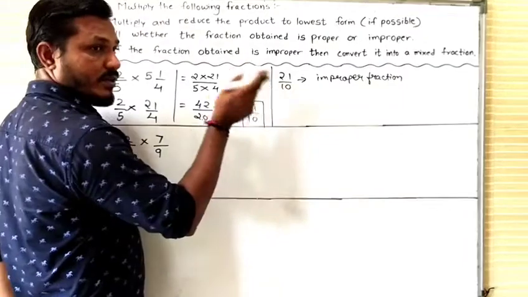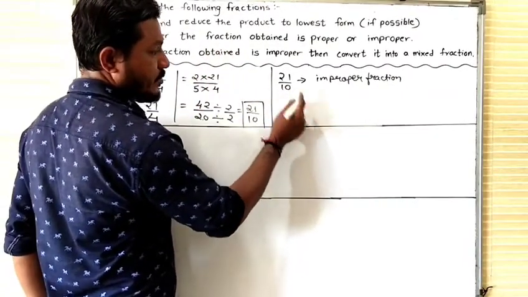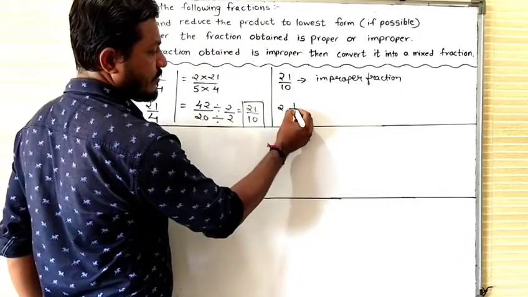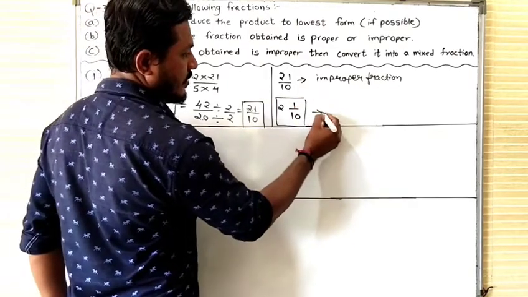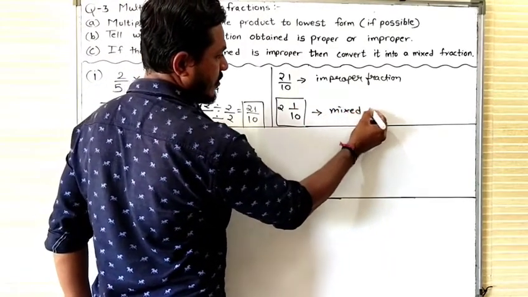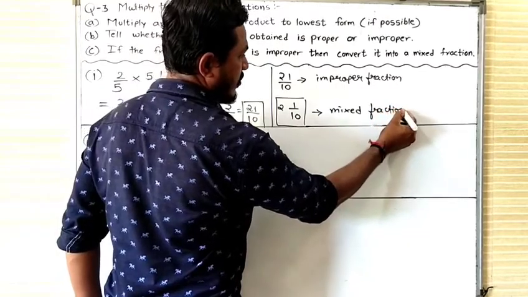Then convert the improper into a mixed fraction. The value is no need to divide also. 10 2s are 20, 20 plus 1, 21 is the mixed fraction.